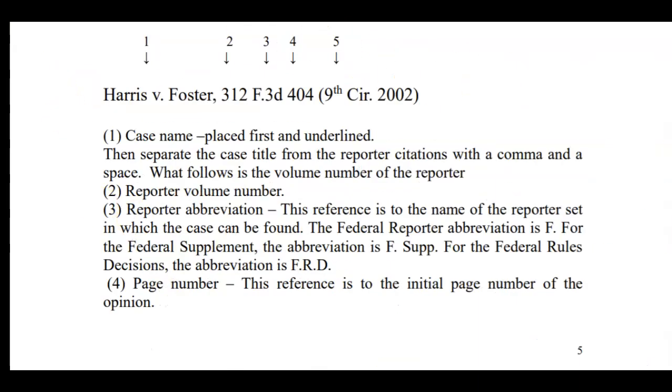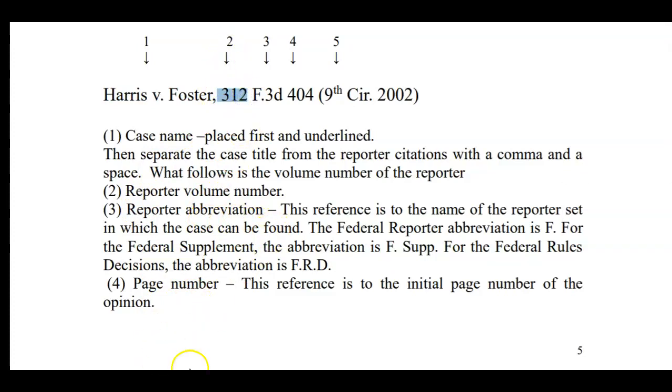Harry versus Foster. Number 1, the case name. Place the name first, and it's underlined or italicized. Again, don't skip this step. It must be underlined or italicized. It is part of writing a proper GPS legal citation. Then separate the case title from the reporter citation with a comma and a space. What follows is the volume number of the reporter.